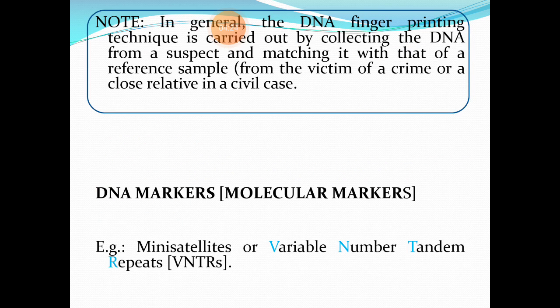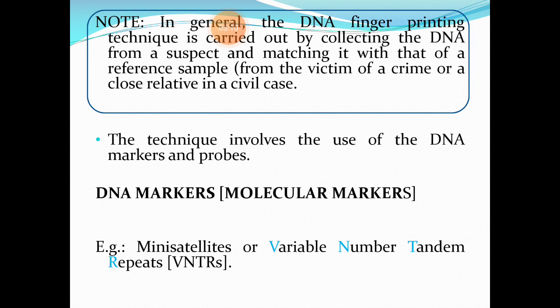Now, it has to be noted that the DNA fingerprinting technique is normally carried out by collecting the DNA sample from a suspect and matching it with that of a reference sample from the victim of a crime, if it is a forensic case, or a close relative of that particular individual, if it is a civil case. Normally, the DNA sample is collected, the profile is developed, and it is matched with that of a reference sample. This is what is done in DNA fingerprinting.